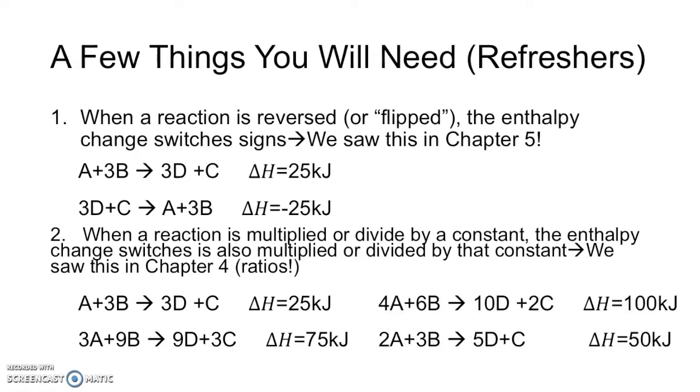Same thing for this example here. Notice how we are dividing our reaction by 2. We divide our reaction by 2, and the enthalpy change gets divided by 2. So these are the things that we've already seen in chapter 5 and chapter 4, which we'll use for Hess's Law.